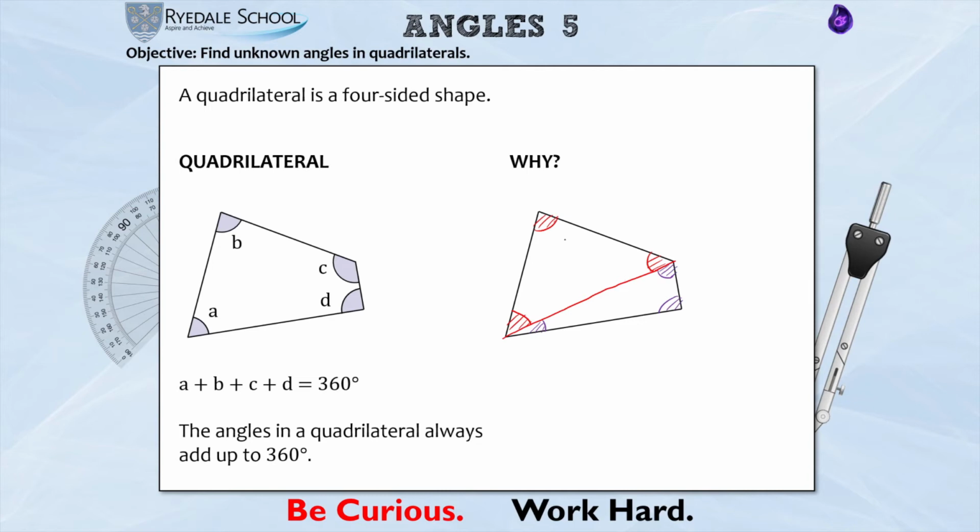Well, we know from angles in a triangle that the angles in a triangle add up to 180 degrees. So this triangle has to still be 180, and the triangle beneath it still has to be 180 degrees. So altogether, that is 360 degrees. So that is why the angles in a quadrilateral, whatever shape it may be, always add up to 360 degrees. Let's look at some questions and examples of the type of thing we might be asked to do today.